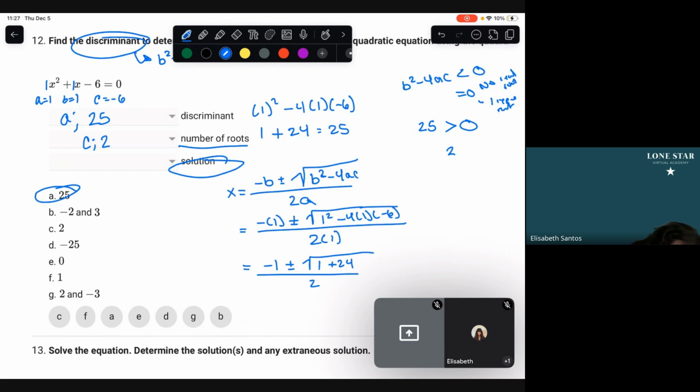And well, we already did that, so we already know that is 25. And then our solution, so we're adding 5, so negative 1 plus 5 is 4. We get 2. And then we subtract, that's 6, so we get negative 3. So that is our answer, 2 and negative 3.